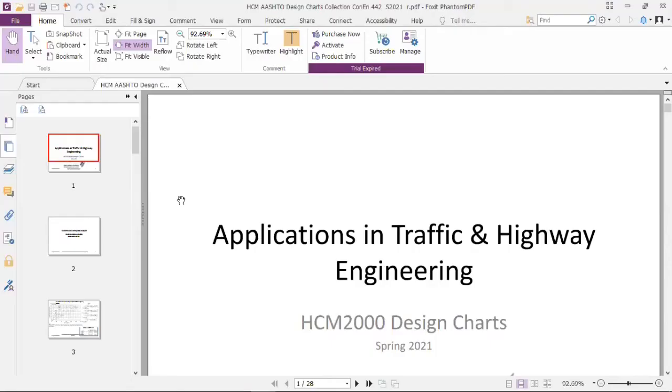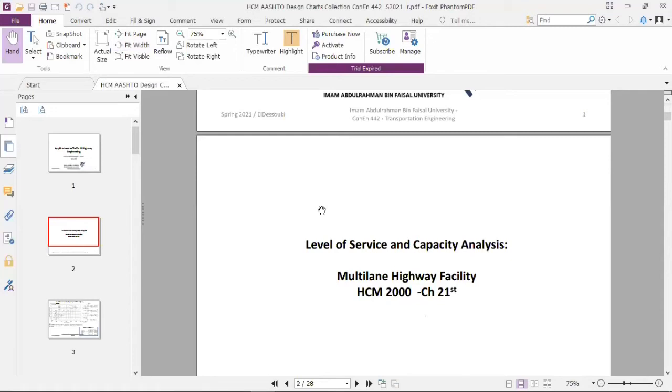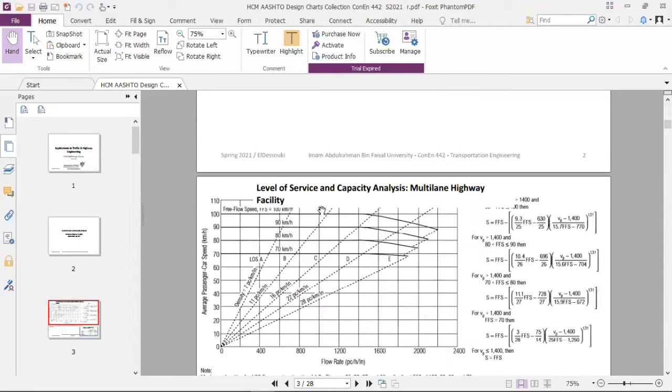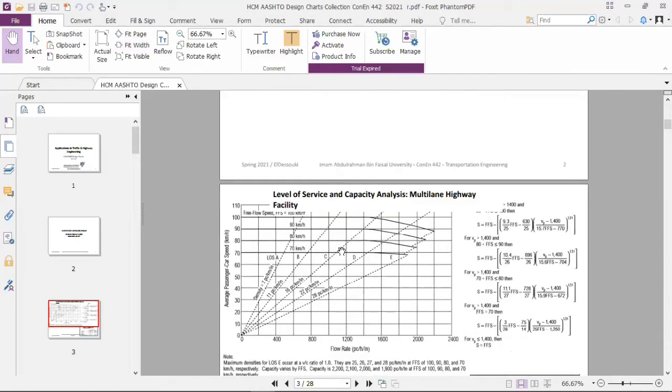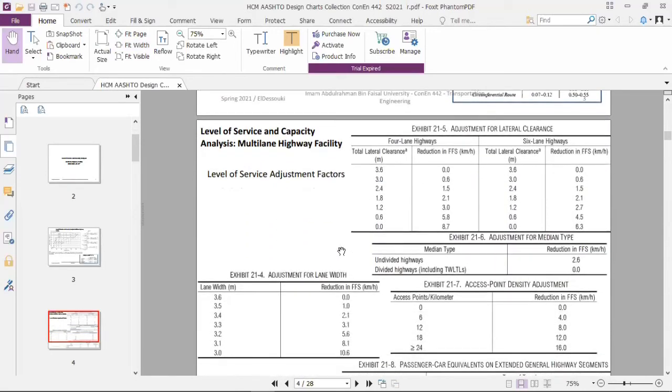Hold on with me. So these are just a collection of tables from the highway capacity manual for multi-lane highway facility. And that's the level of service curve. Here, these are the adjustment curves. That's the adjustment for lateral clearance. That's the adjustment for lane width. Okay, so if the lane width is 3.6, that's the standard, the adjustment is 0. If the lane width is 3, then there's a reduction factor of 10.6 kilometers per hour.